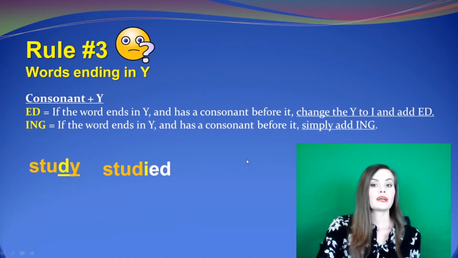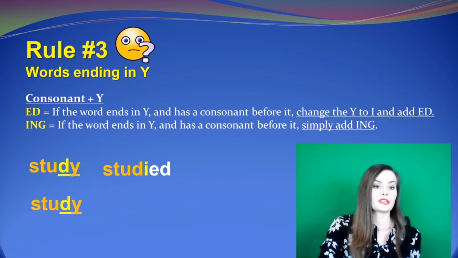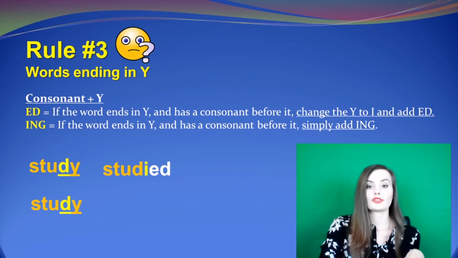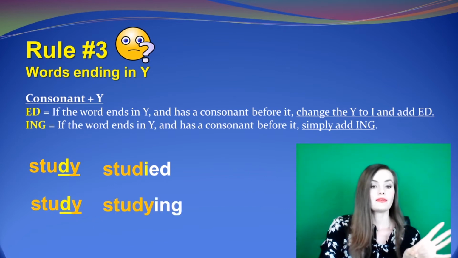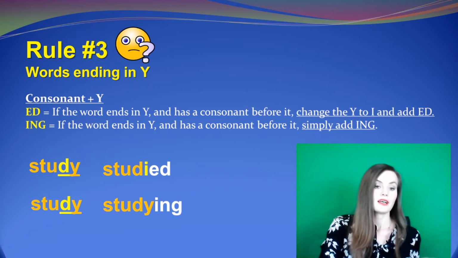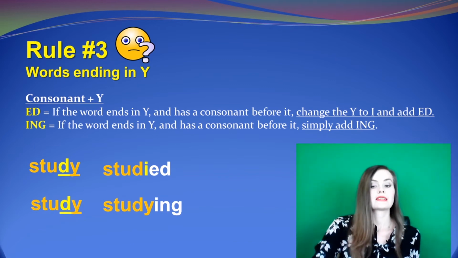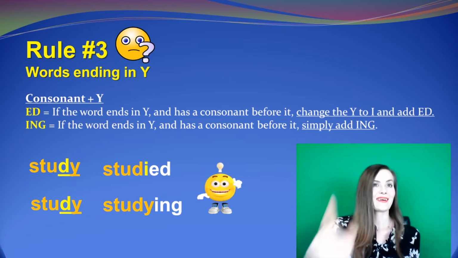Studied. However, if we want to add ending ING to exactly the same word, study, what should we do? We just need to simply add it. We don't need to change Y into an I. We don't need to do anything with this letter Y. We just simply need to add ending ING. And we get studying. I'm studying this at the moment. Studying. Okay, I hope you got it.